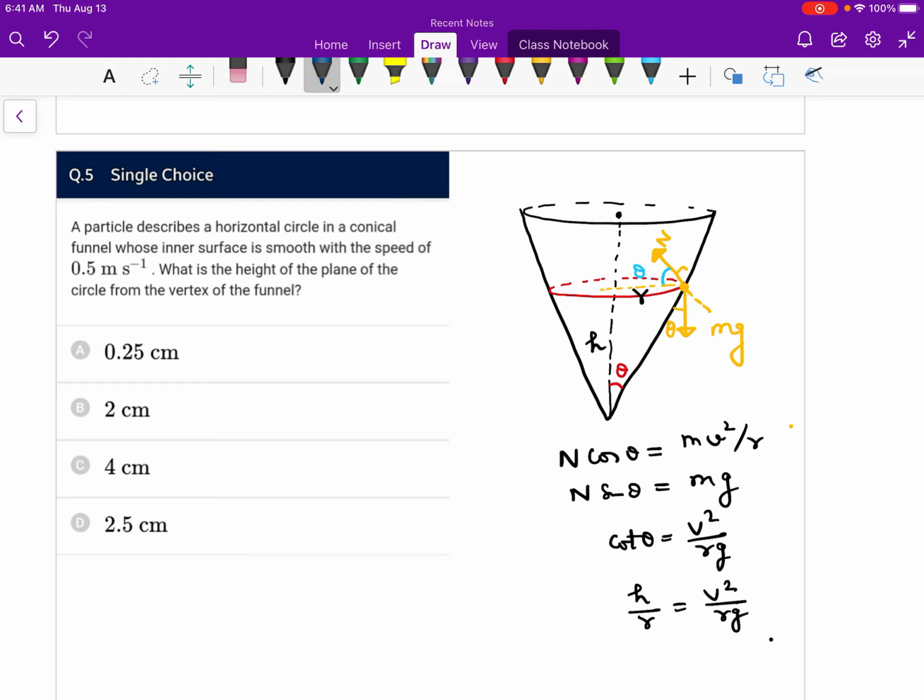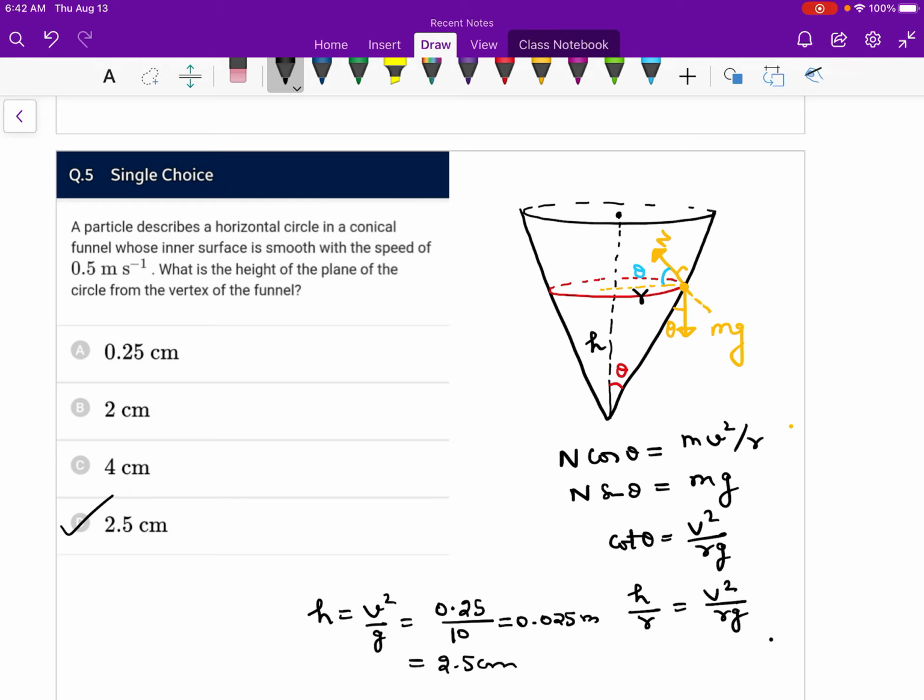R cancels, so h is v square by g, that is 0.25 upon 10, so 0.025 meter or 2.5 centimeter. So D is the correct option.